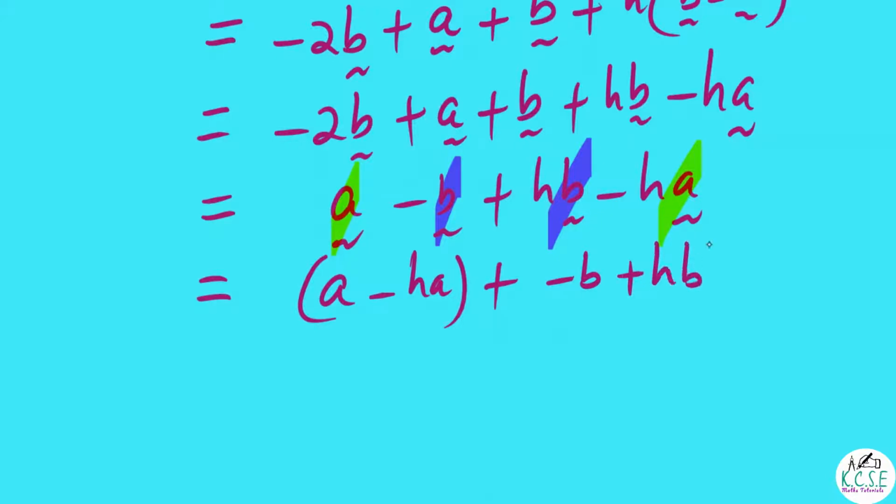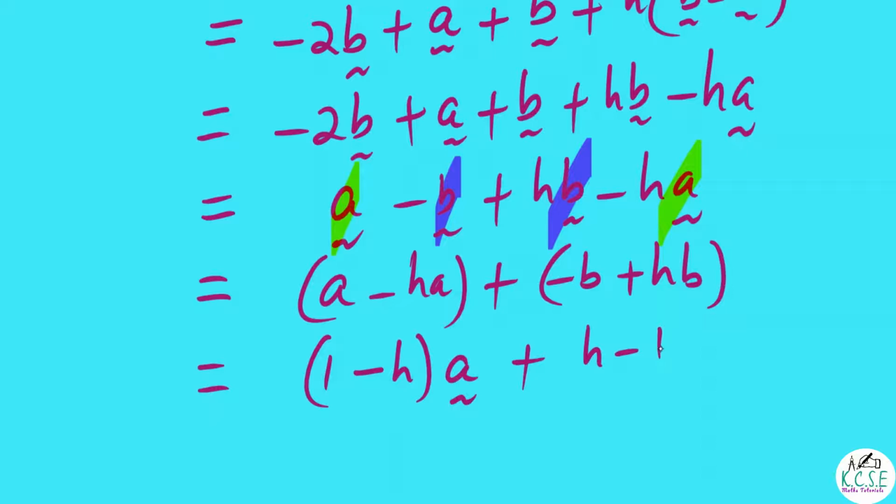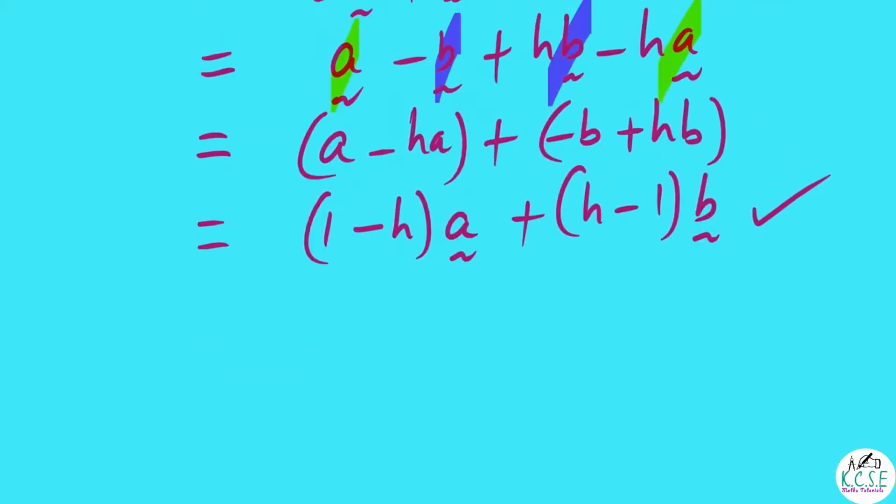So factoring out vector A, which is common, we shall have 1 minus H multiplied by A. Then here we have H minus 1, multiplied by B. So this is the first expression. Now let's go to the second expression of CX.